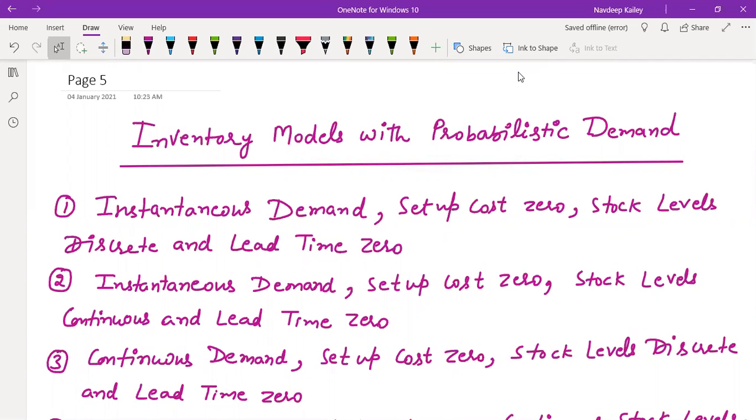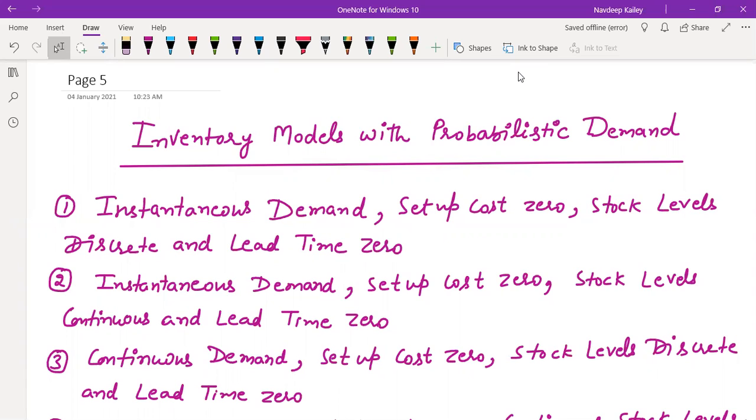Hello students, today I am going to discuss inventory models with probabilistic demand. The models discussed in my previous videos are only artificial since in practical situations demand is hardly known precisely. In most situations, demand is probabilistic since only the probability distribution of future demand, rather than the exact value of demand itself, is known. The probability distribution of future demand is usually determined from the data collected from past experience.